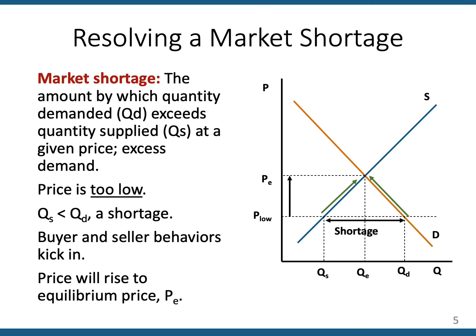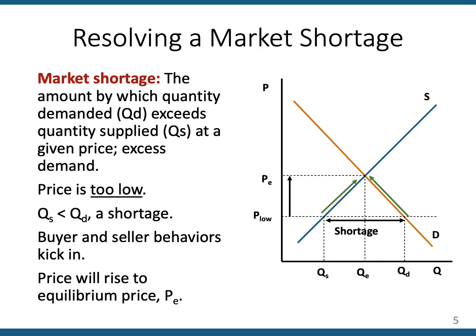It's much lower than the quantity that would be demanded by buyers at that artificially low price. Again, follow P sub low horizontally until it intersects with the demand curve and then drop down to the x-axis, Q sub D. So the quantity demanded would be much greater than the quantity supplied in this case. So that is a shortage. There's a shortage in the market.